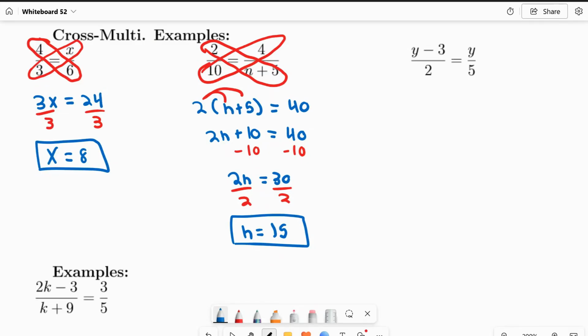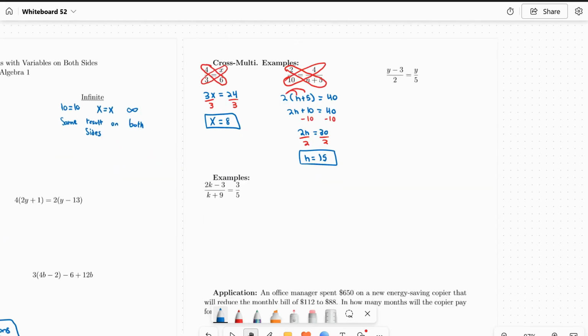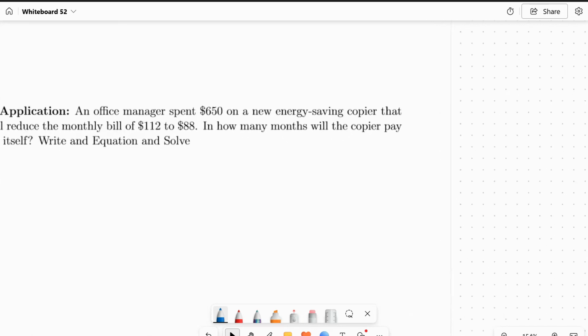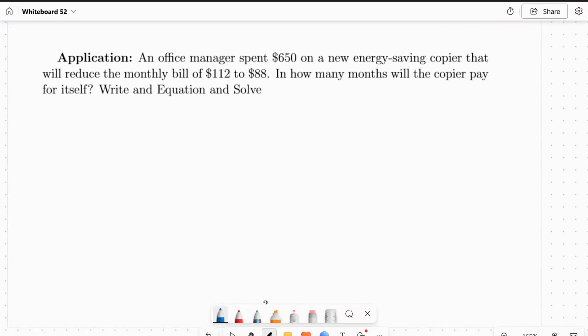So make sure you're using parentheses whenever you have multiple terms. That is the case for both of these last two cross multiplication examples. And I'm going to save both of those for class. Another question I'm going to save for class is this final application problem. I want you guys to make sure you write this down ahead of time, and then we'll work through it together in class.